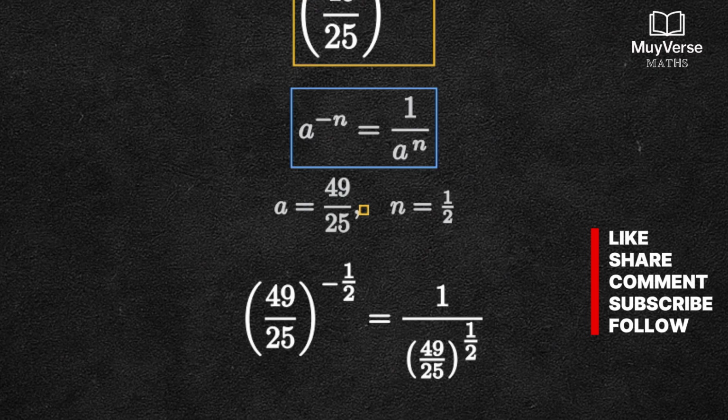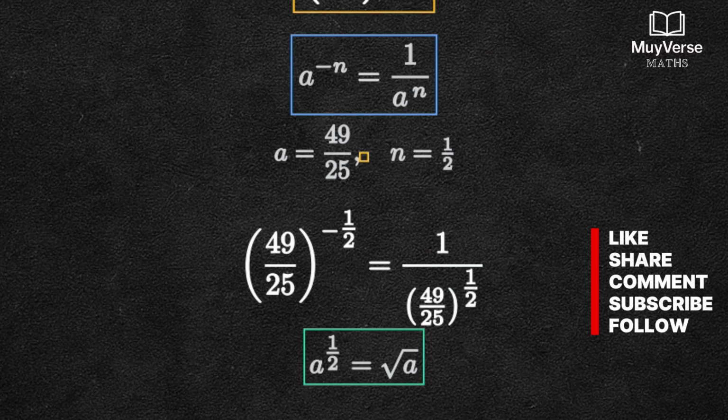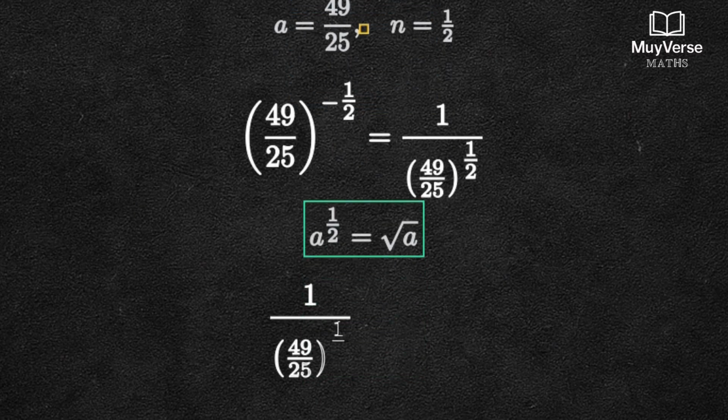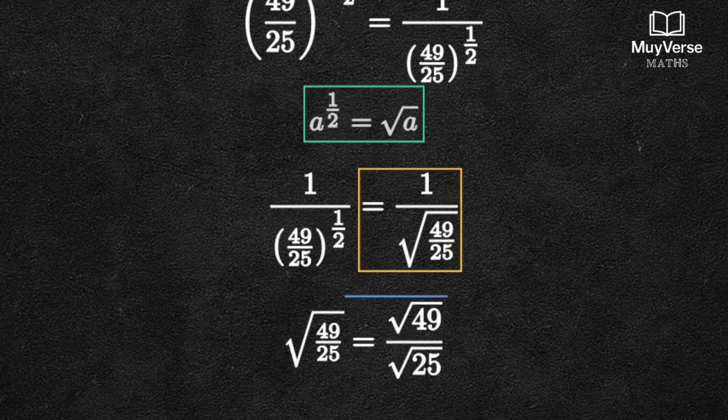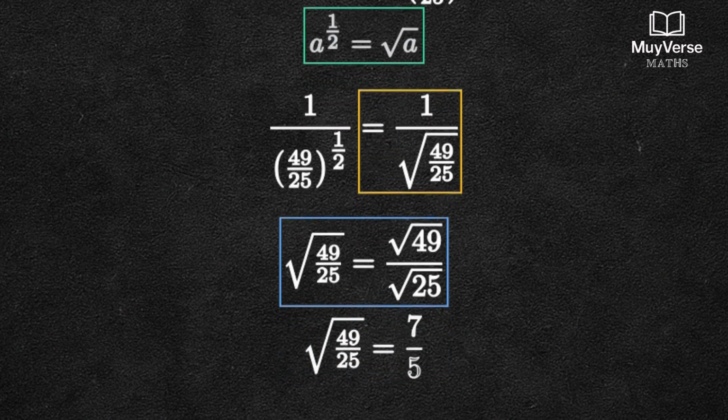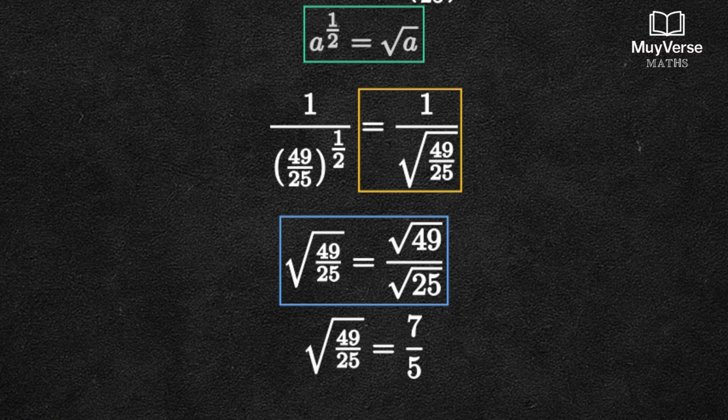Step 2. Rewrite the 1/2 power as a square root. A to the power 1/2 equals the square root of a. Therefore, the denominator is the square root of 49 over 25. So the whole expression is 1 over the square root of 49 over 25. Step 3. Split the square root across numerator and denominator. The square root of a fraction equals the square root of the numerator over the square root of the denominator. The square root of 49 is 7, and the square root of 25 is 5. So the square root of 49 over 25 equals 7 over 5.